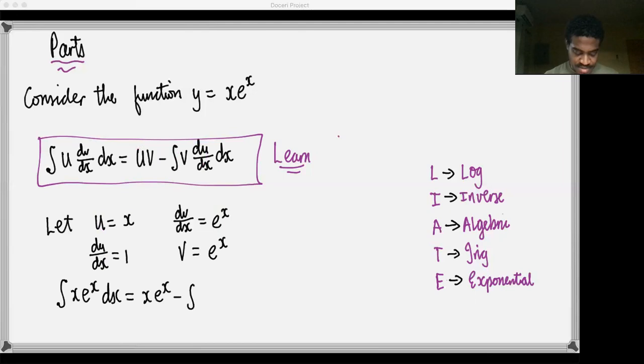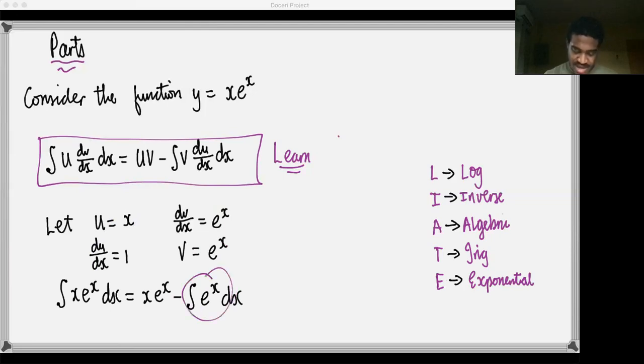Remember, the initial integral was the integral of x times e to the x dx. That is what we want to find. So this is the integral of the product of two functions. Remember, that's what we're trying to do, and that's what integration by parts helps us to do. And this is your v times u here, and your v times du on dx here.